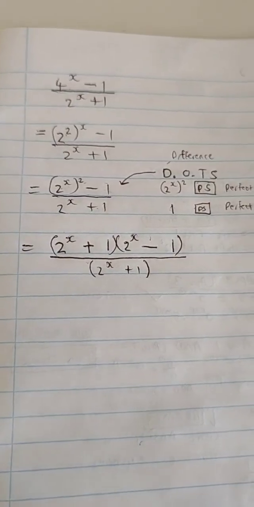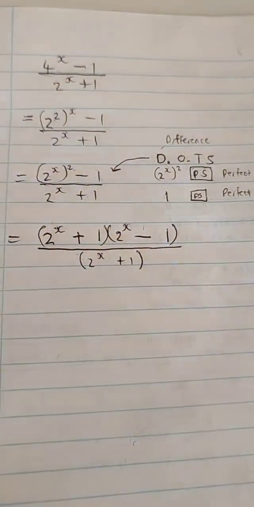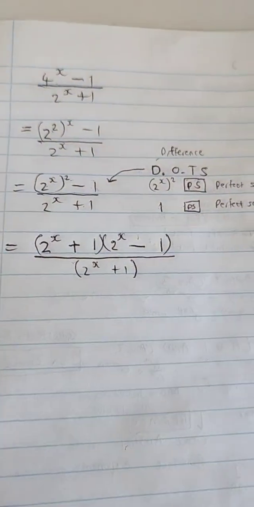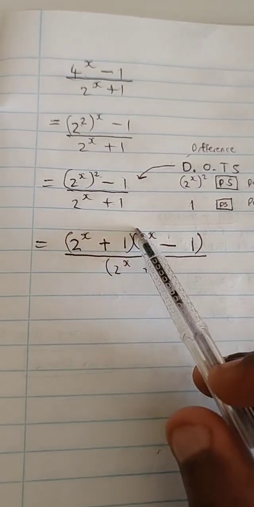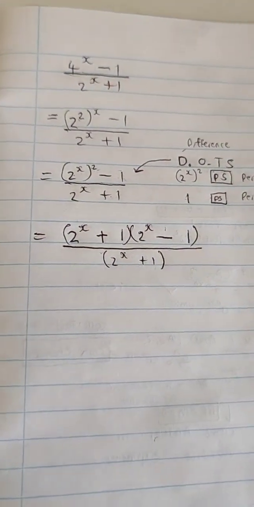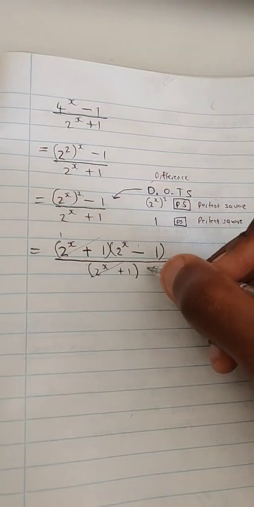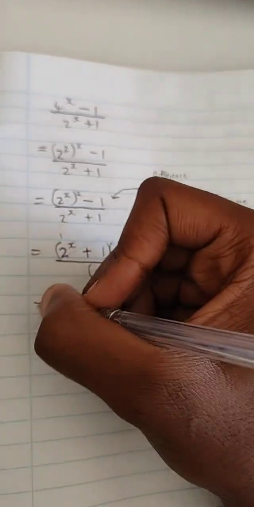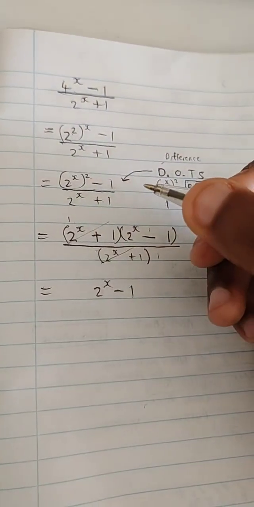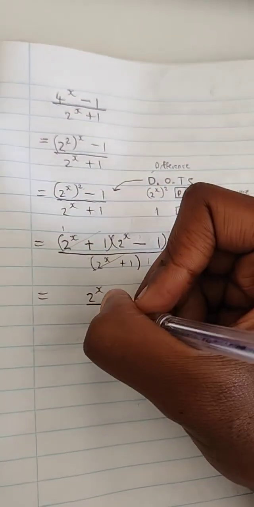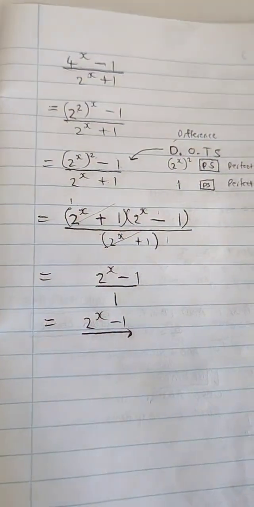Now, do you think simplification by cancellation will be possible? Most definitely. Simplification by cancellation is going to be possible because I can cancel 2 to the power x plus 1 and 2 to the power x plus 1. So I do that. That leaves me with 1 and 1 in the denominator. So my final answer in the numerator, I have 2 to the power x minus 1 over 1, which is basically 2 to the power x minus 1 as my final answer.